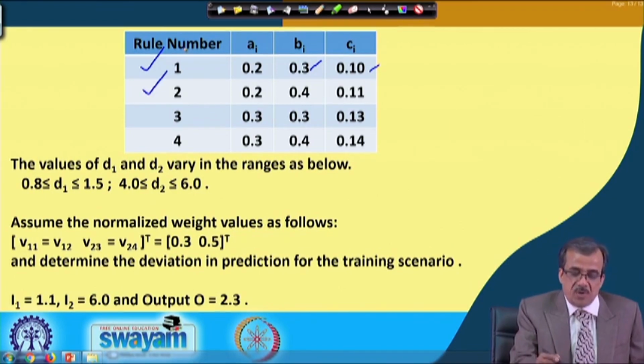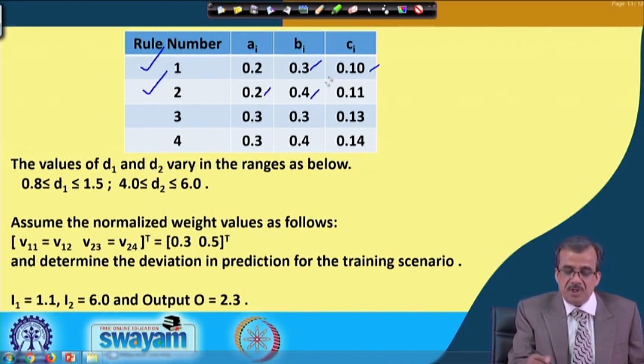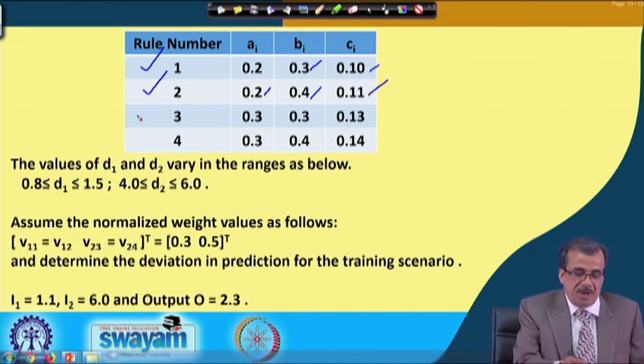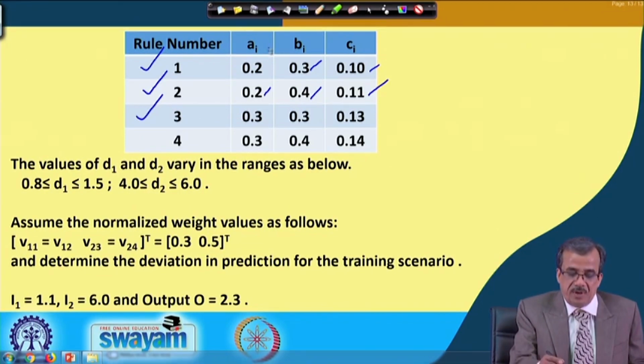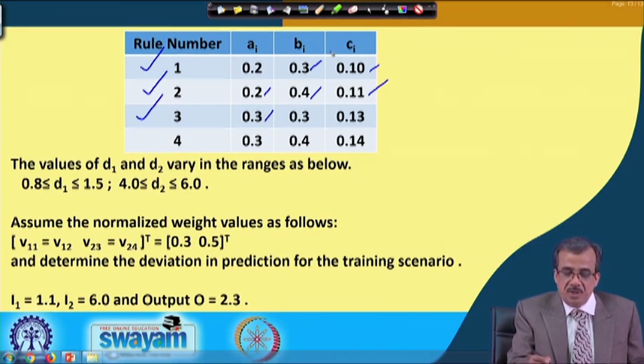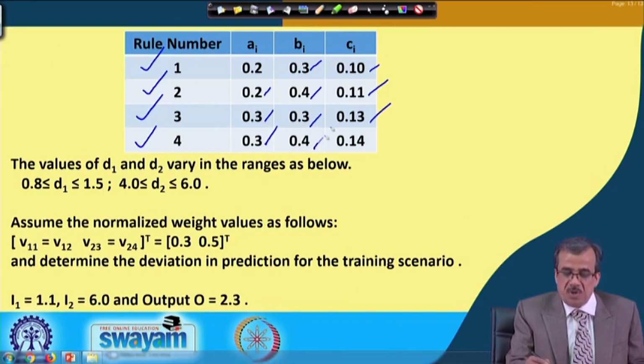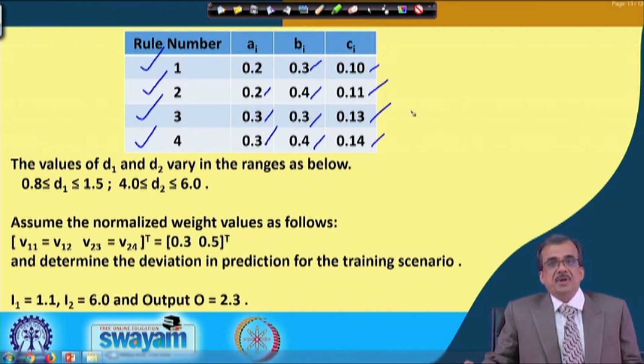Similarly, for the second rule, A 2 is 0.2 and B 2 is 0.4 and C 2 is 0.11. Similarly, for the third rule, A 3 is 0.3, B 3 is 0.3 and C 3 is 0.13, and for the fourth rule, A 4 is 0.3, then B 4 is 0.4 and C 4 is 0.14.